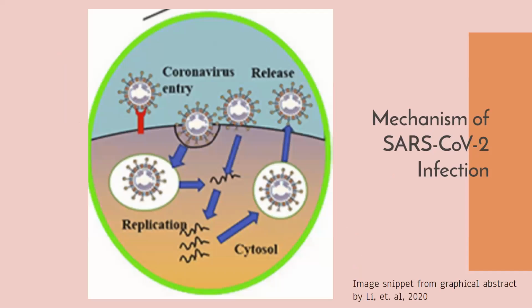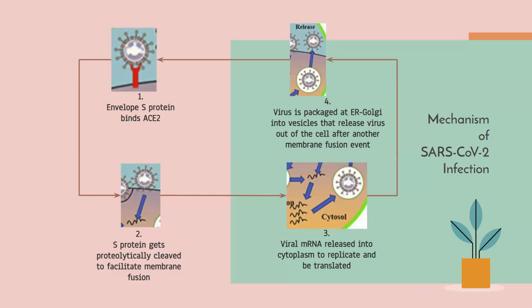Next, I'll be going over the mechanism of the SARS-CoV-2 infection. This schematic here is a part of the graphical abstract from the review by Lee and other researchers in 2020. To pull the snippet apart, infection starts with viral binding to host ACE2 receptors. This was found in a study published in The Lancet by Liu and other researchers after analyzing the genomic sequence of SARS-CoV-2 and observing how the SARS-CoV-2 binding domain had a very similar sequence to that of SARS-CoV from the early 2000s outbreak. This suggests that the binding receptor for SARS-CoV-2 was very similar to SARS-CoV.